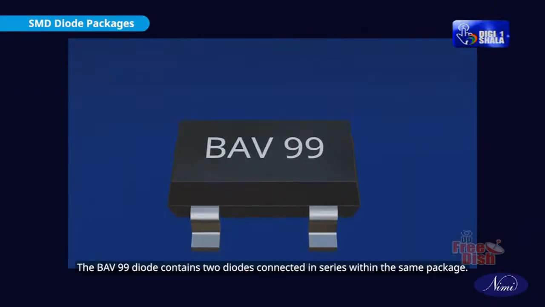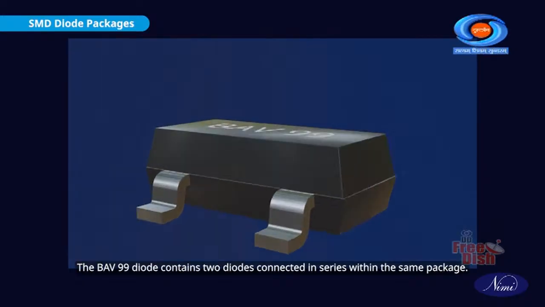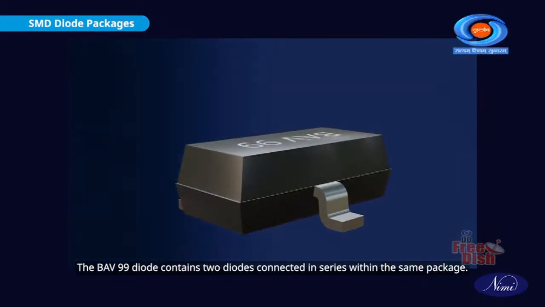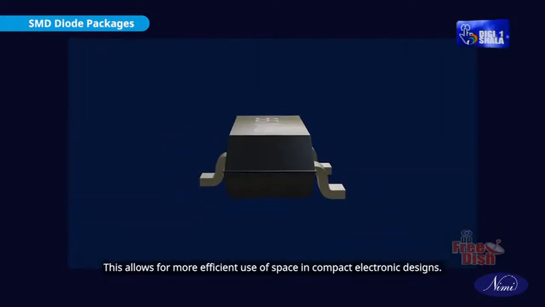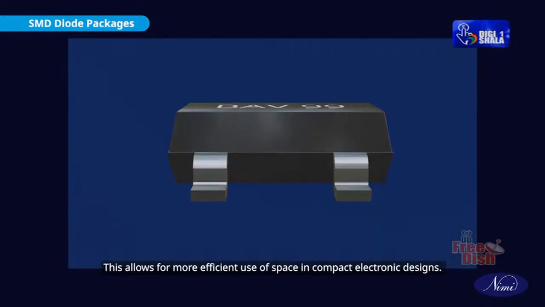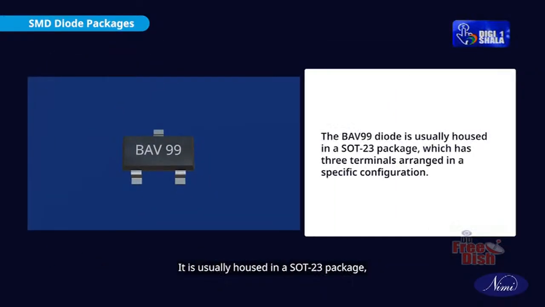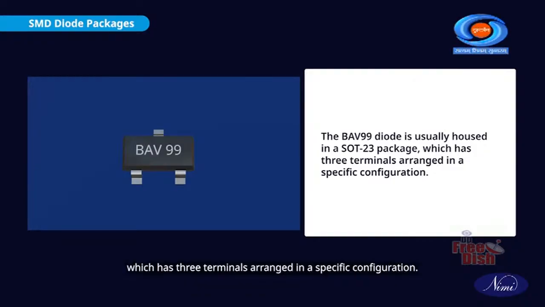BAV99. The BAV99 diode contains 2 diodes connected in series within the same package. This allows for more efficient use of space in compact electronic designs. It is usually housed in a SOT23 package which has 3 terminals arranged in a specific configuration.